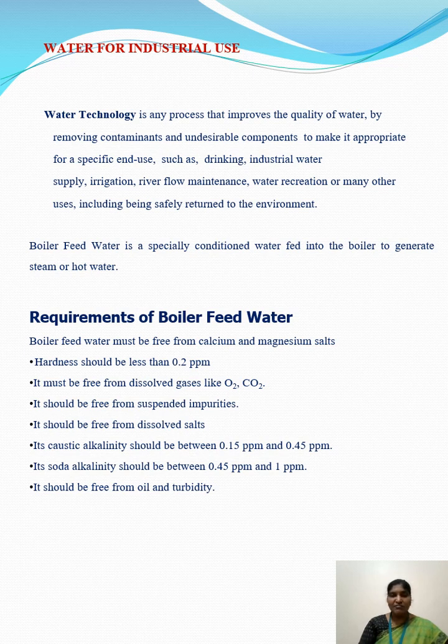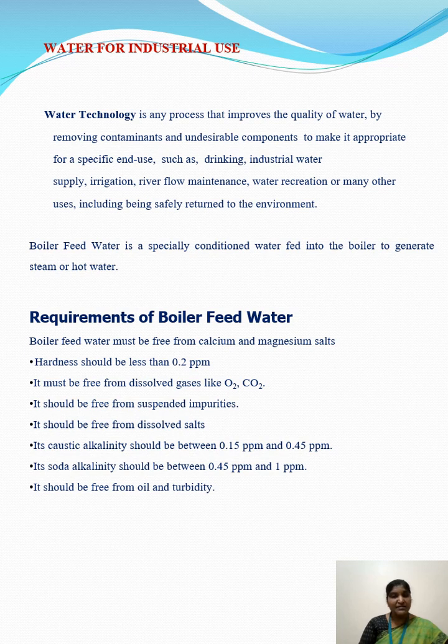Now, talking in terms of boiler feed water, as most industries are using water for treatment and practical applications, we need to use boiler feed water free from all the contaminants that can be present in it. So, we should know the requirements of boiler feed water. It should be free from calcium and magnesium ions. The hardness should be less than about 0.2 ppm. The water should be free from dissolved gases like oxygen, carbon dioxide, etc. It should also be free from suspended impurities.